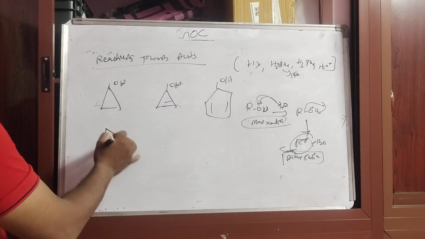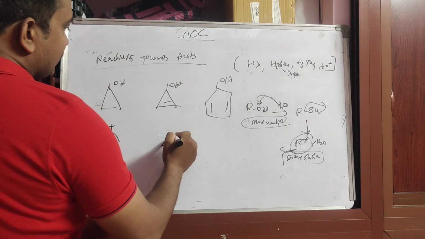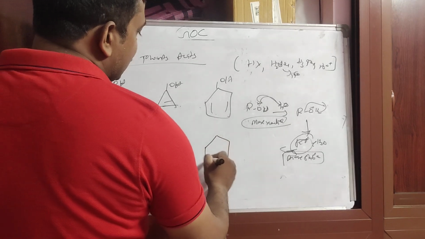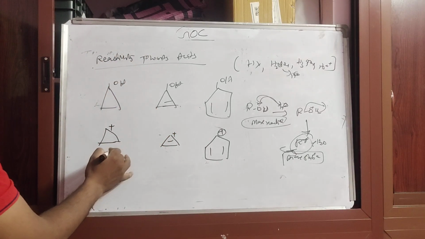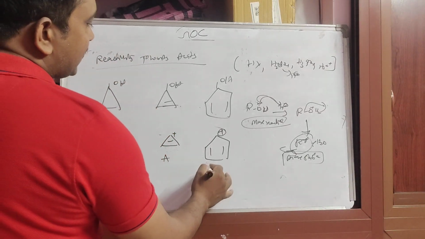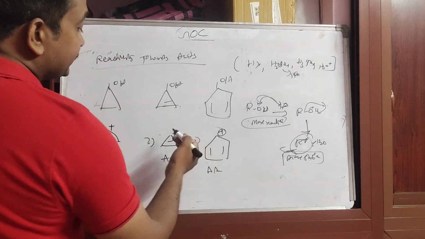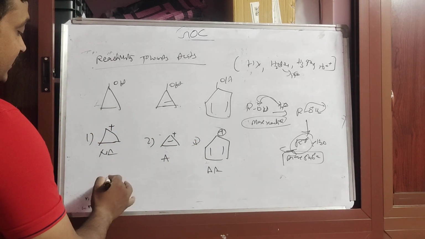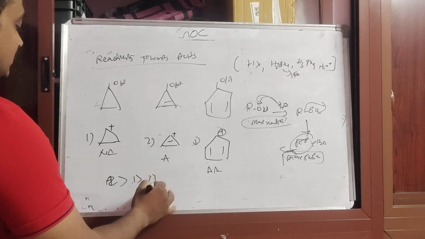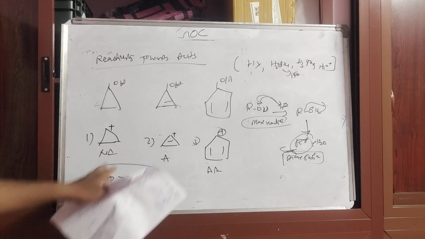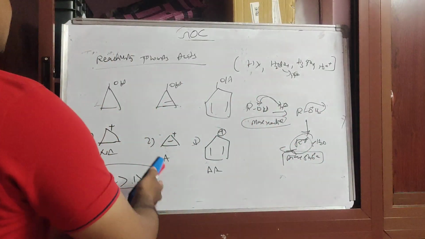If you take this one, it has a positive charge after releasing water. This one also has a positive charge after releasing water. This one is non-aromatic, this is aromatic, and this is anti-aromatic. First, second, third. The aromatic, the second one, is greater than the first one, which is greater than the third. This is the order of the reactivity towards acids.